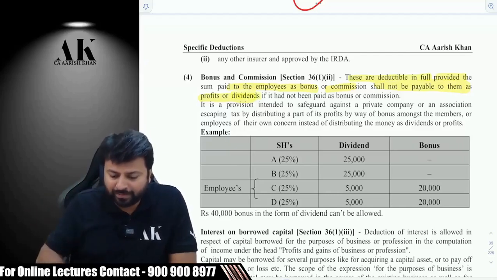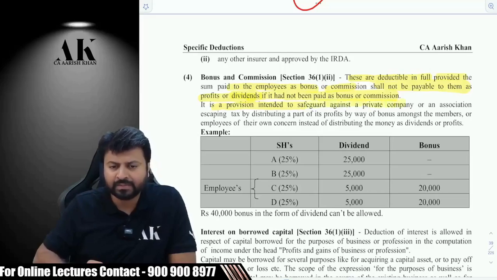It shall not be payable to them as profit or dividend if it had not been paid as bonus or commission. It is a provision intended to safeguard against a private company or an association escaping tax by distributing a part of its profits by way of bonus among the members or employees of its own concern instead of distributing the money as dividend or profits. Is it clear?